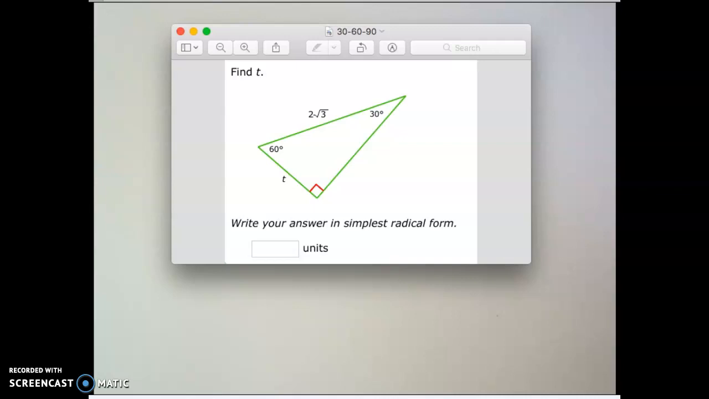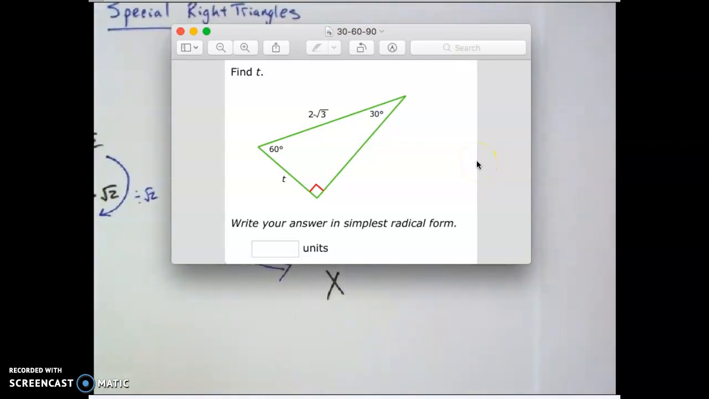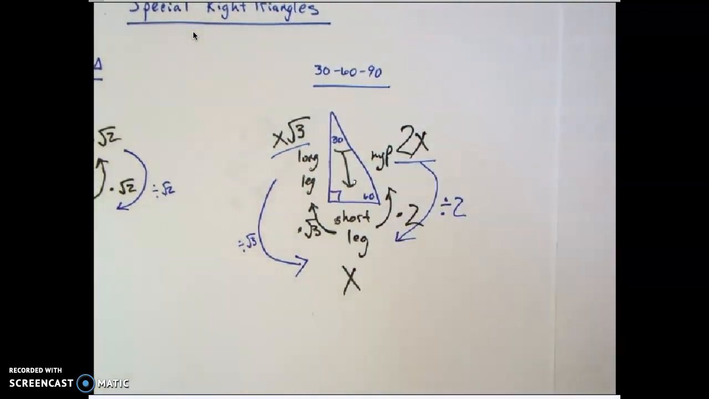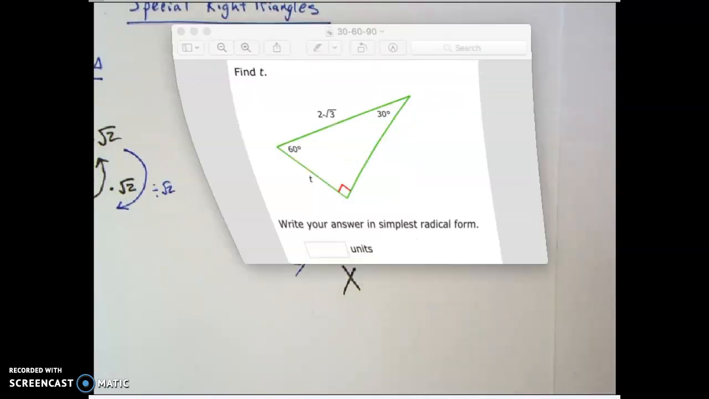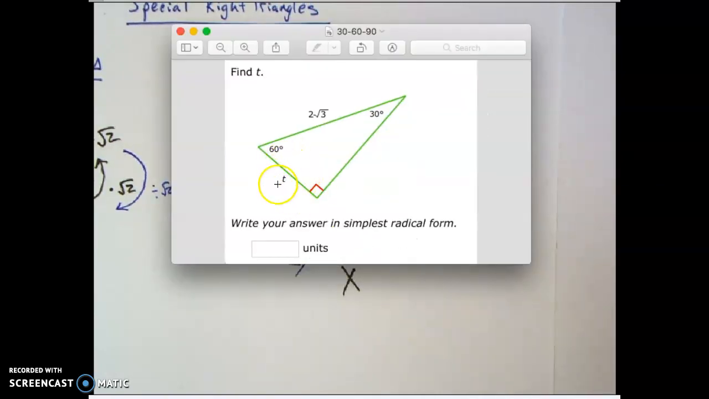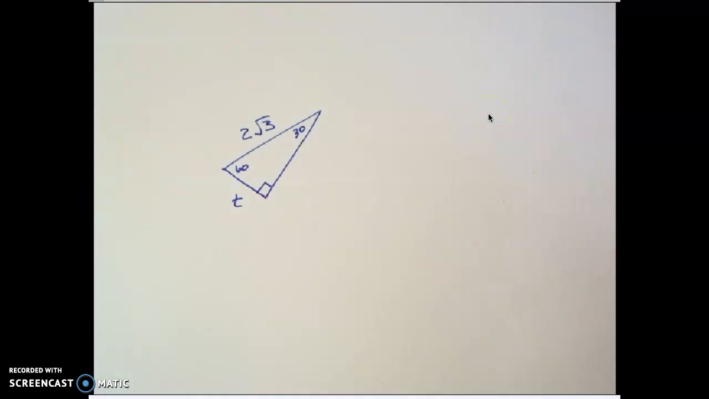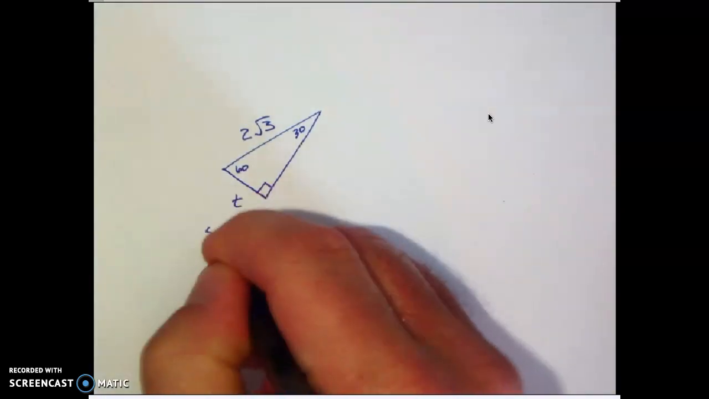On this example, we're working with a 30, 60, 90 triangle. We see the angles 30, 60, and 90. All right, so we're going to be using our shortcut with a 30, 60, 90 triangle where it is all about the short leg. When we look at our example, we are actually looking for the short leg. It's opposite our 30-degree angle. We're given the hypotenuse is 2 square root 3. That is the hypotenuse opposite the right angle.